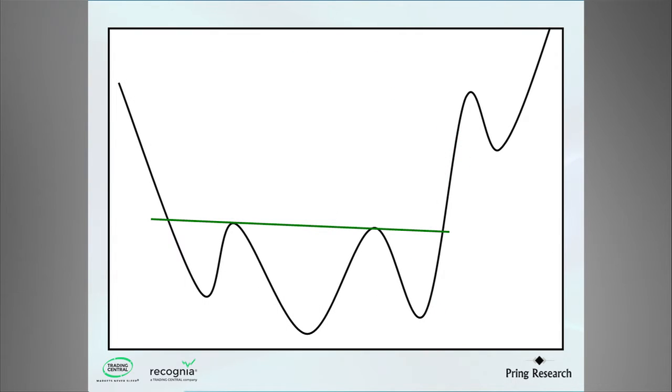This diagram demonstrates the measuring objective, which is, of course, the maximum depth of the formation projected in the direction of the breakout. This is the minimum ultimate expected objective. The inverse head and shoulders, like the head and shoulders distribution patterns, come in a number of variations, such as trendline slope and the number of shoulders, etc. As with the tops, the more complex the formation, the greater its significance.